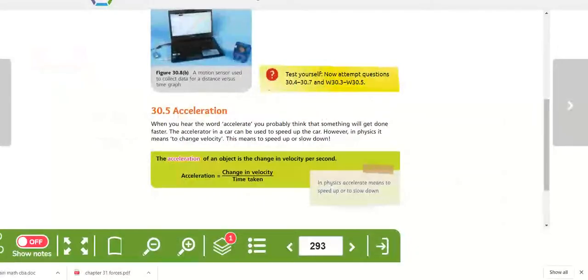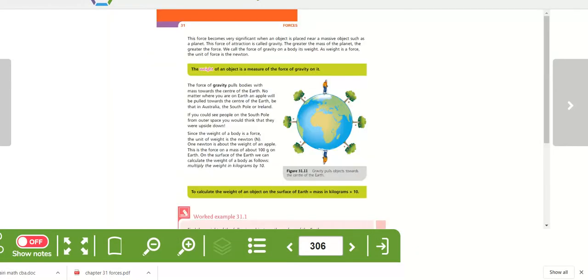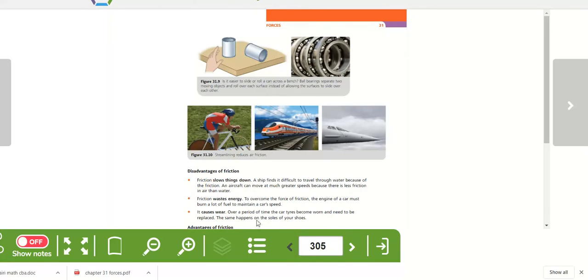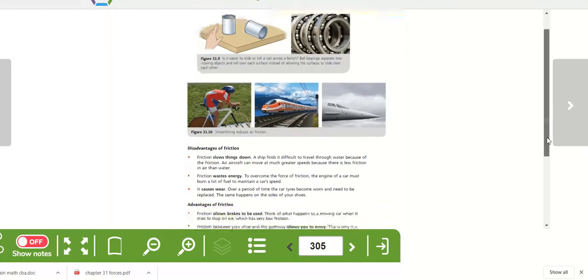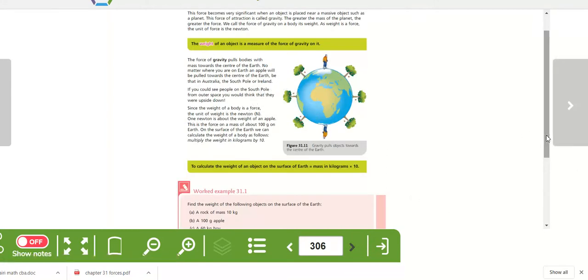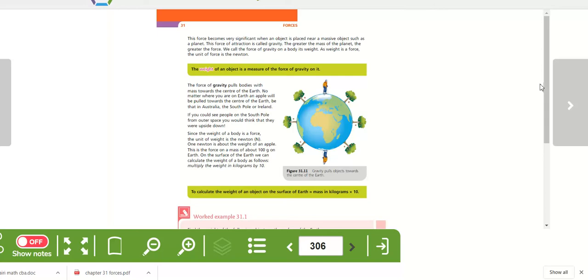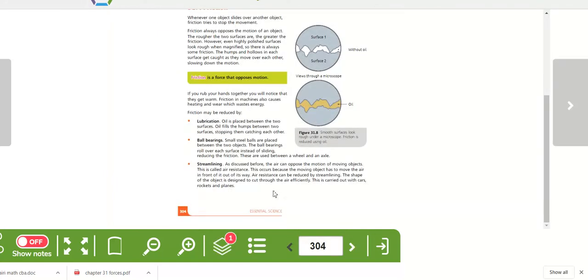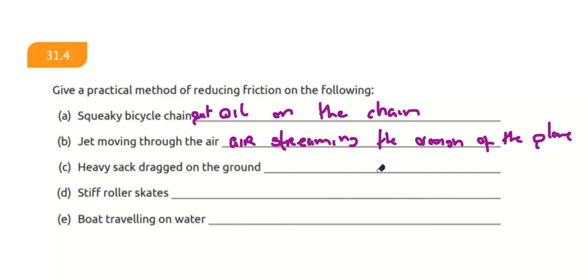Okay, I think there's something about that in the book actually. I think if we go backwards here. Ways of reducing friction, I think it's top of page 309. No, maybe it's top of 304. Streamlining. Sorry, streamlining was the word I was looking for. Or aerodynamics.